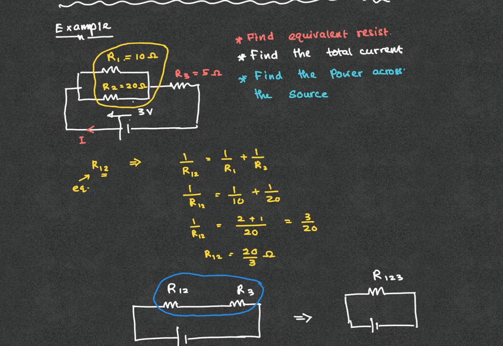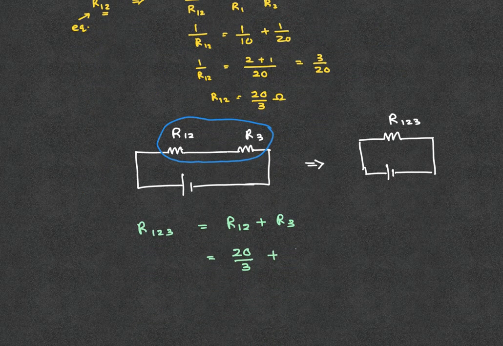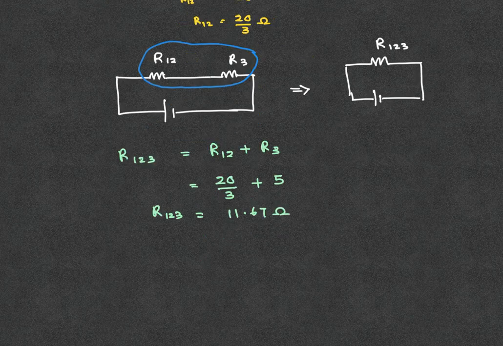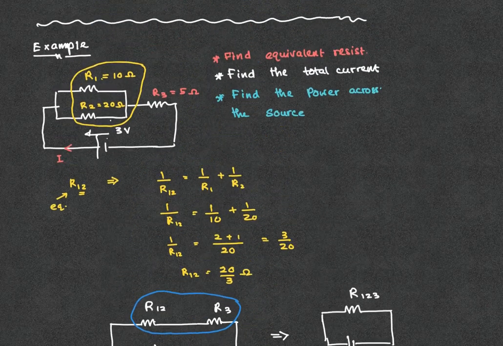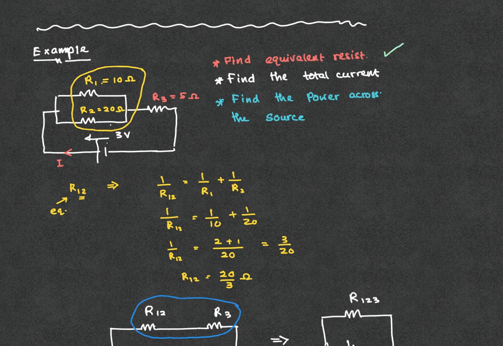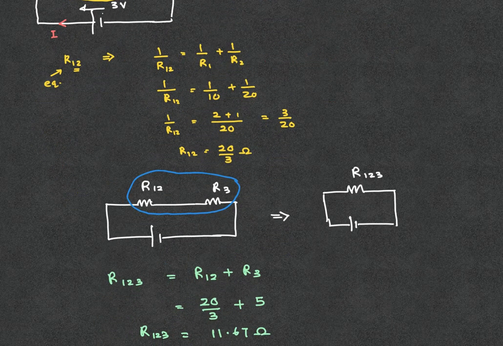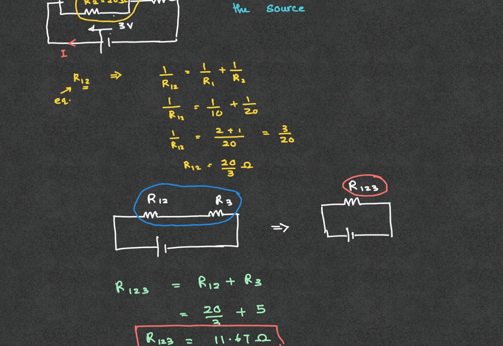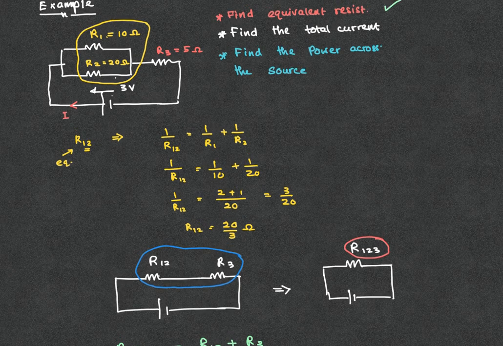Let's go back and find R3 is 5. So you can find what the value for these two is. I found what the sum is, 20 divided by 3 plus 5, and you get R123 equals 11.67 ohms. So the first question, find equivalent resistance, we are done with that, and we can circle it. This is the equivalent resistor of the entire circuit. So you can stop the video or rewind the video and go back and see what we did.